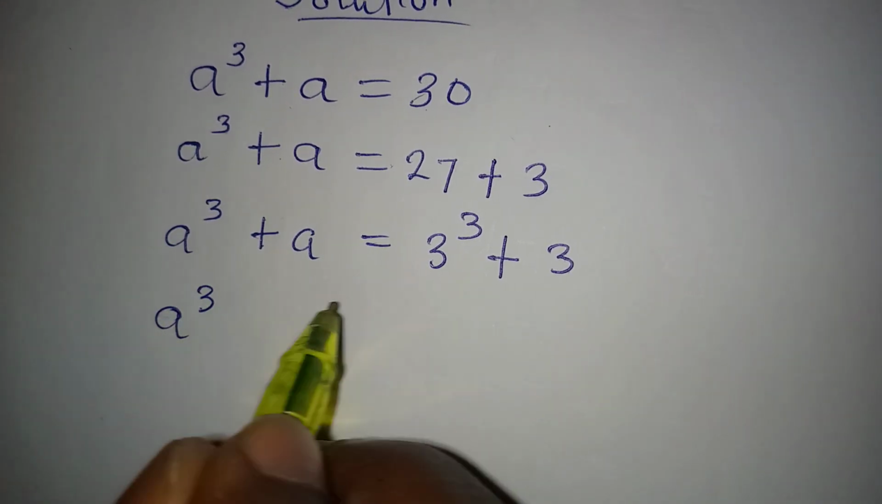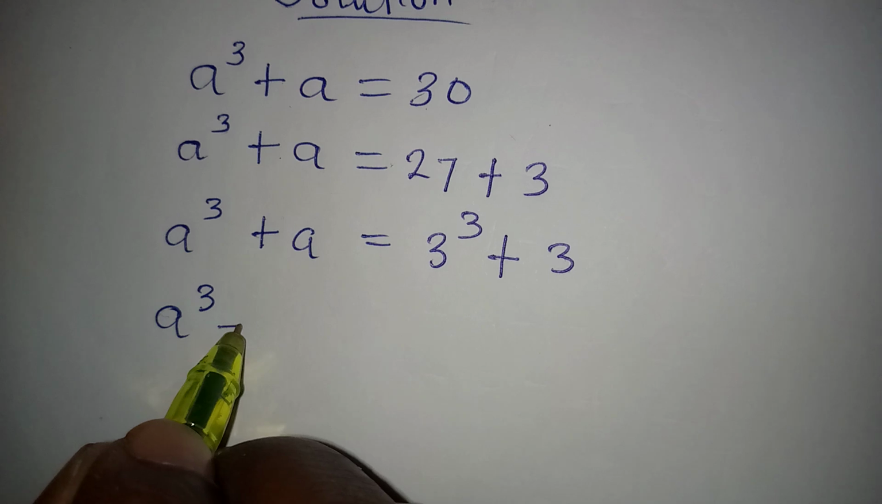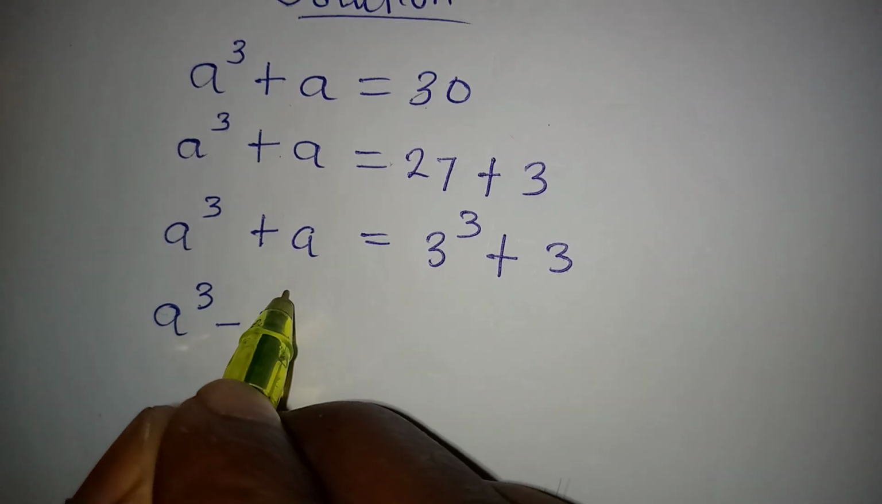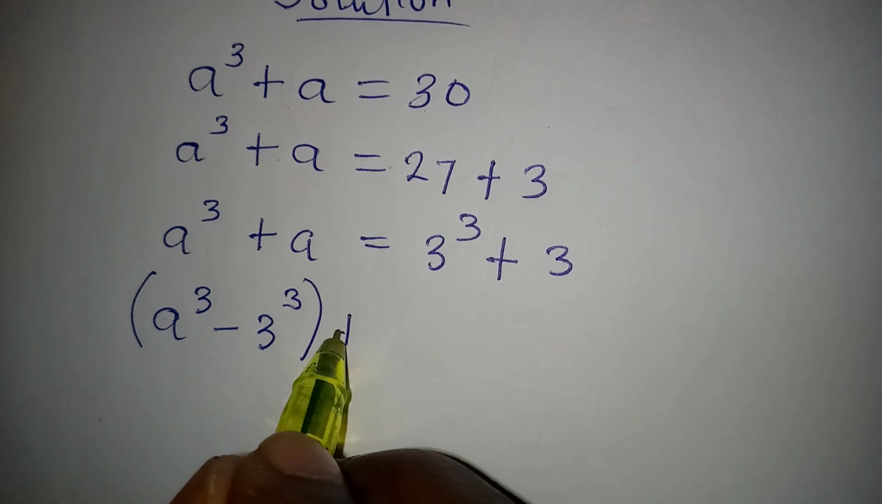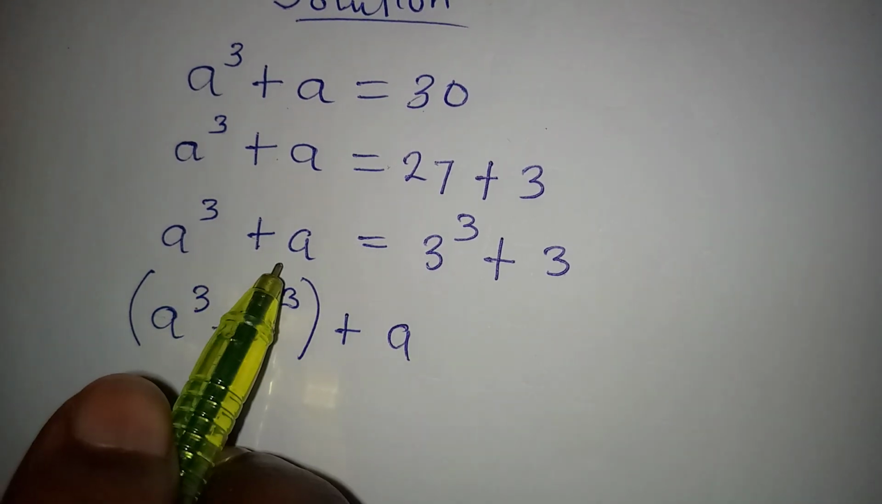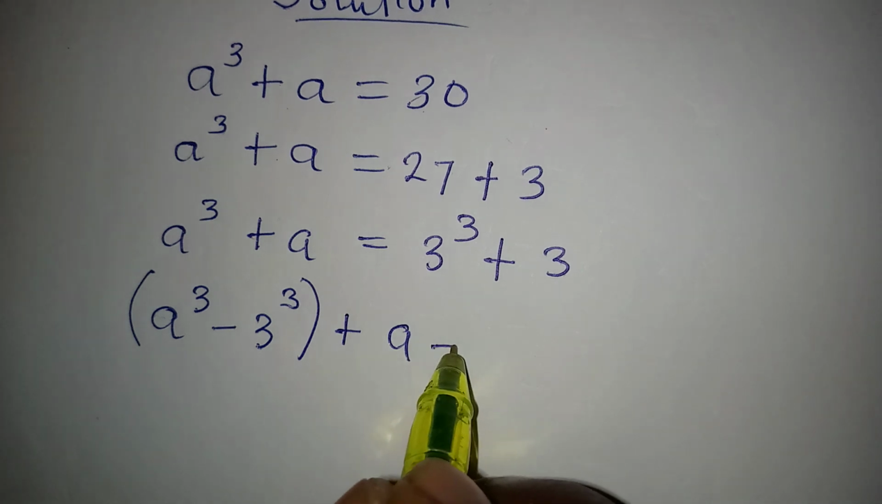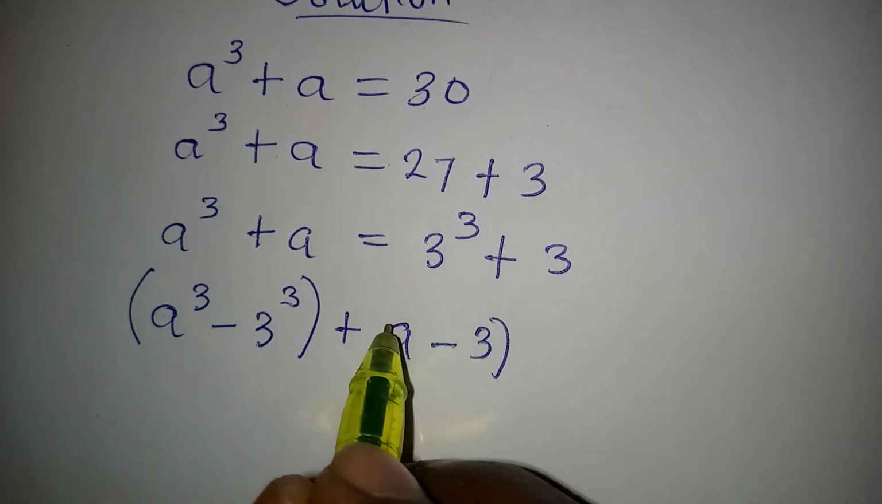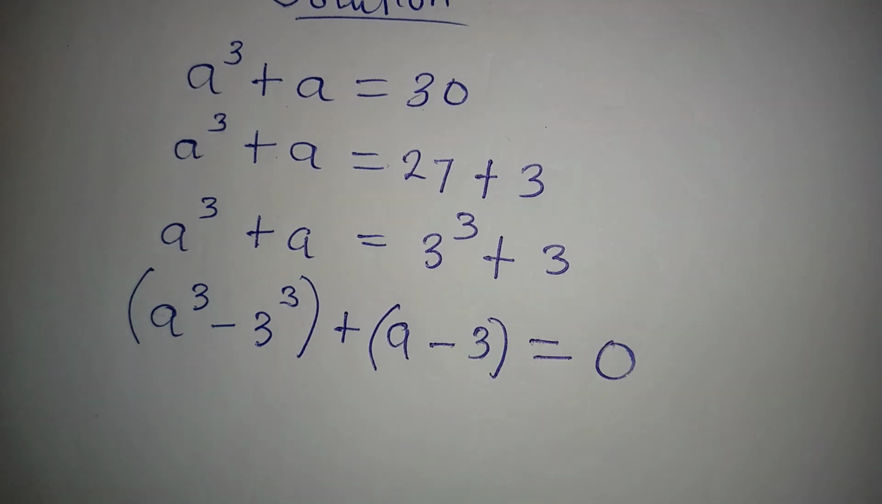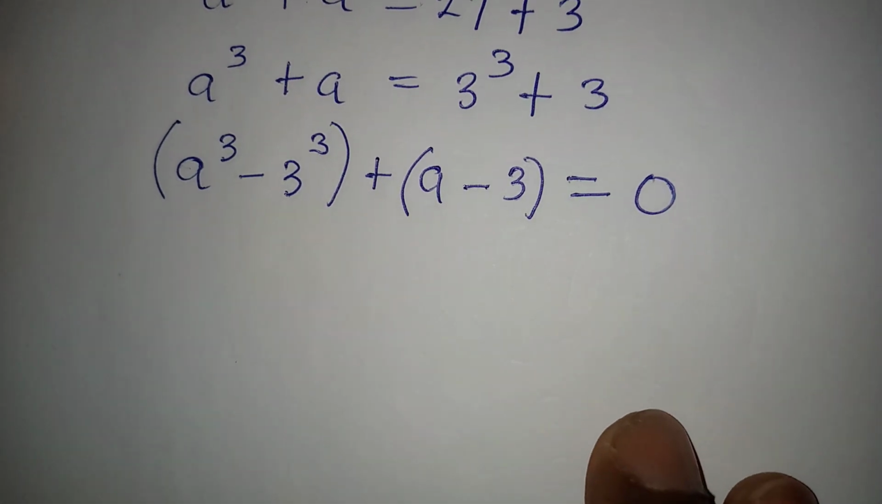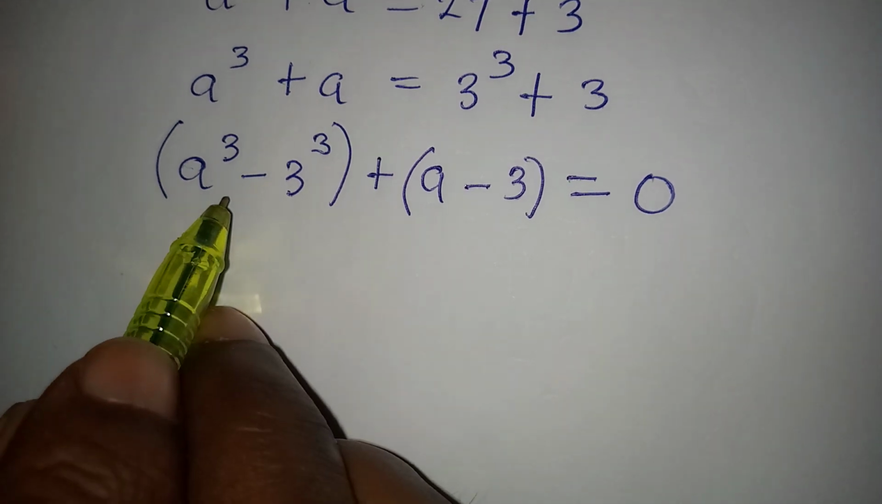A to the power of 3. This will come here, we have minus 3 to the power of 3. Let's deal with this separately. Then plus a, which is this. Then this comes here to become minus 3. Let's have this, and everything will be equal to 0. So that from here now, we are going to deal with this.